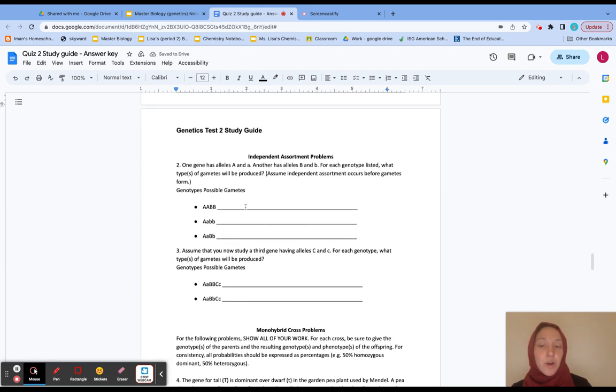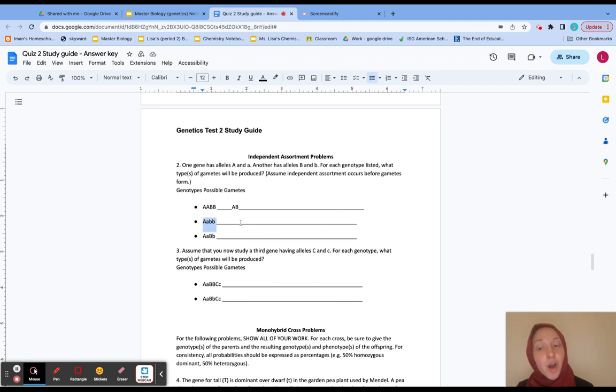Now, for independent assortment, this is my parent. And it wants to know what are the possible genotypes of the gametes that can form? This parent here, what possible gametes or genotypes can they pass on to their offspring? In this case, they can pass down a big A with a big B. That is the only gamete they can produce. That's the only genotype they can produce. A big A with a big B, which is different than this one.